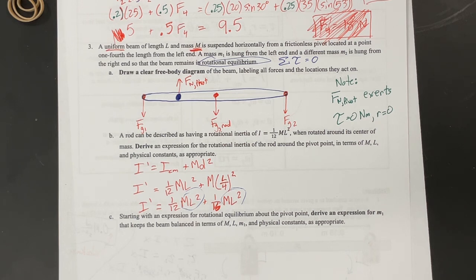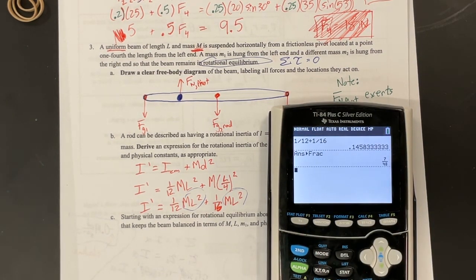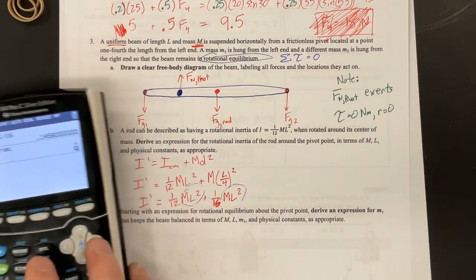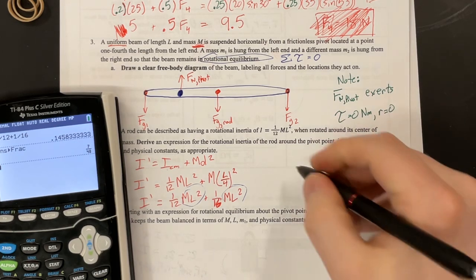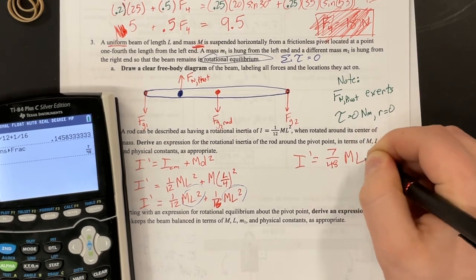I don't know if anyone's ever shown you this before, but I'm going to change your life as far as adding fractions goes. 1/12 plus 1/16. I'm just going to do this enter, and it's a decimal. Math. The first one is frac. Turn it into a fraction. 7/48. That's fraction addition without you ever having to do a thing. So I prime is 7/48 ml squared.